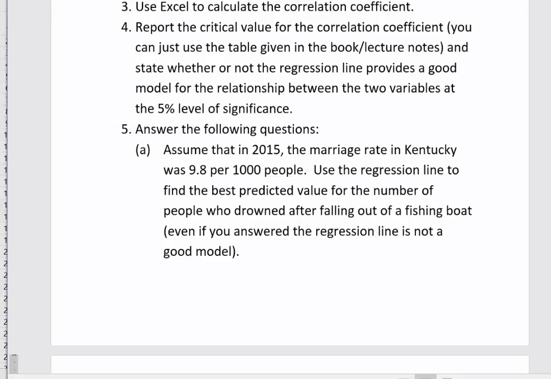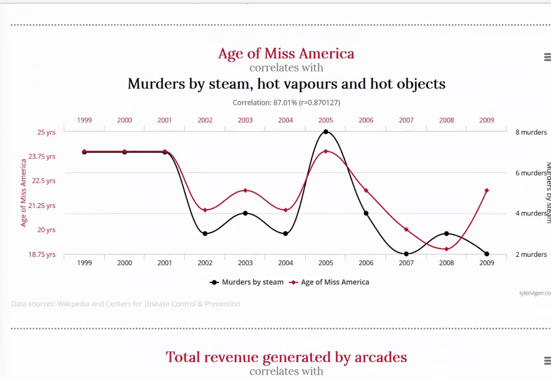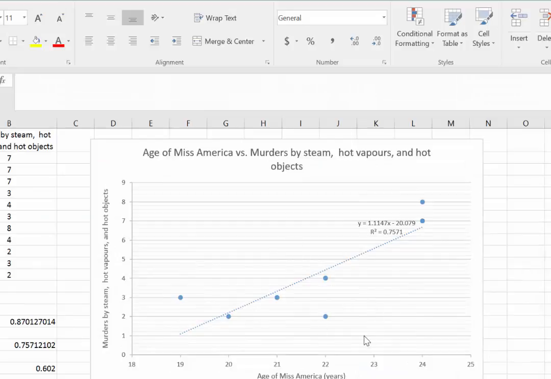Okay, so this question, of course, relates to the graded one. So I'm going to have you use the regression line to predict the y value for a certain x value. So this graph goes up to 2009. So let's say in 2015, the winner was actually, let's just look that up.